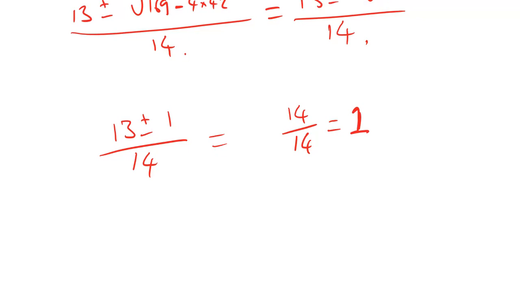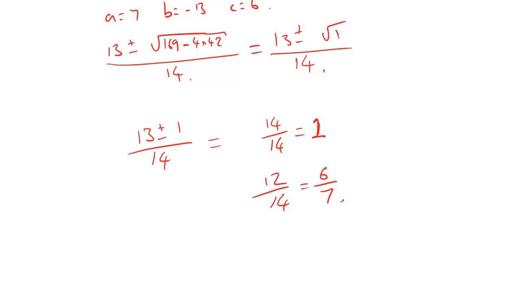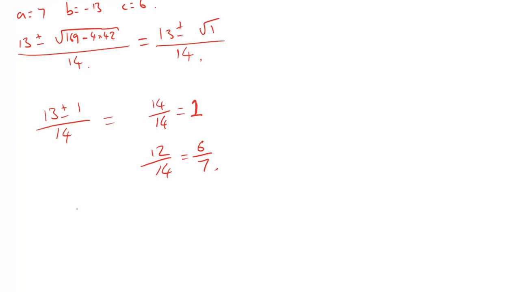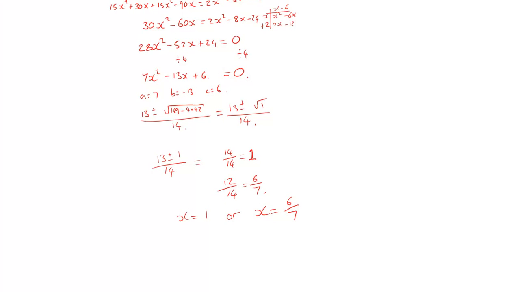The second solution is going to be 13 minus 1, so 12 over 14, which I will simplify to be 6 over 7. So my answer to this original equation is x equals 1 or x equals 6 over 7. Okay, so let's take a quick look back. Let's just summarize. What did we do there?